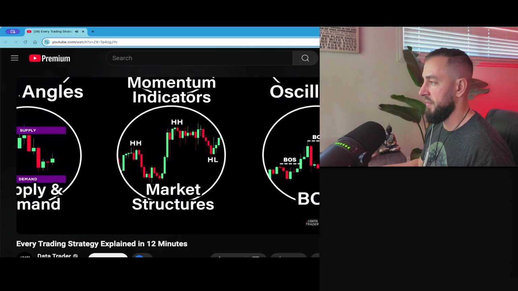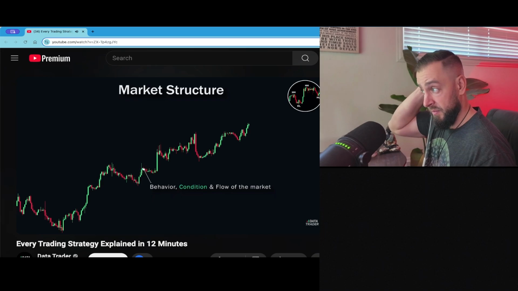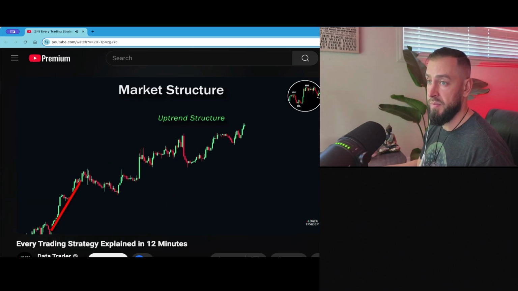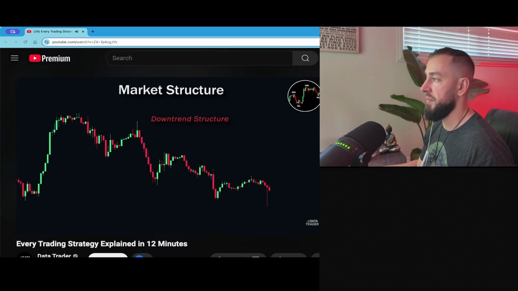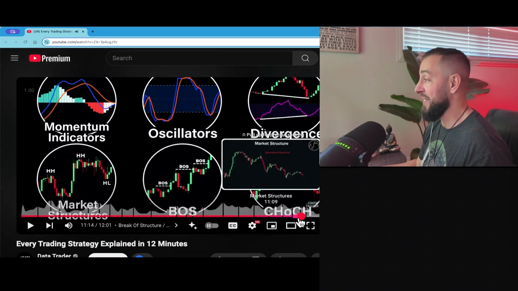Market structure. Market structure is when a trader analyzes the behavior, condition, and flow of the market. An uptrend structure is characterized by price forming higher highs and higher lows, while a downtrend structure is characterized by price forming lower highs and lower lows. This is one of the most important ones, so pay attention to this. Okay, that's all he included.